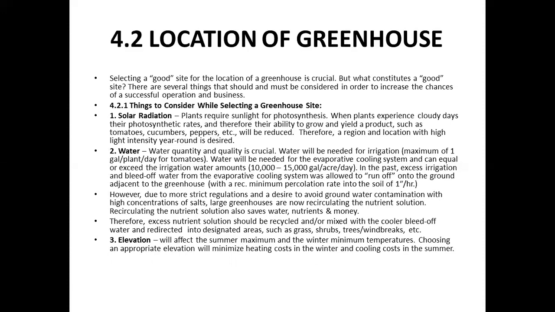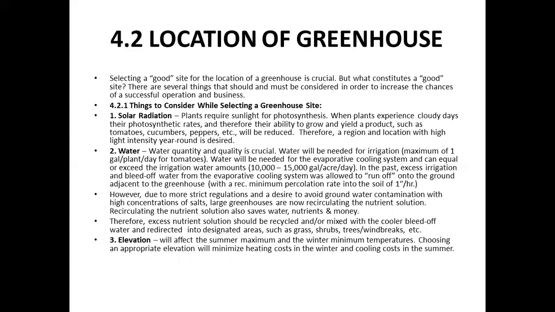First, solar radiation. Plants require sunlight for photosynthesis. When plants experience cloudy days, their photosynthetic rates, and therefore their ability to grow and yield a product such as tomatoes, cucumbers, peppers, etc., will be reduced. Therefore, a region and location with high light intensity year round is desired.